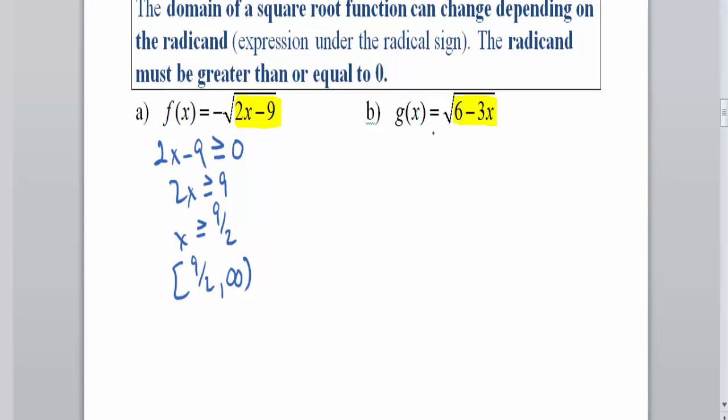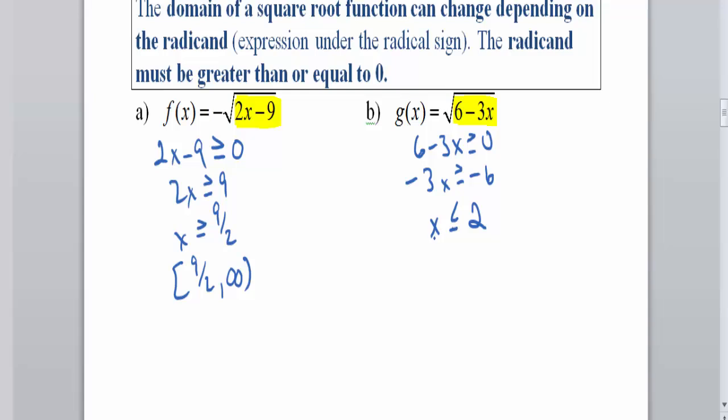So the same thing with b here, g of x equals the square root of 6 minus 3x. I need that radicand, 6 minus 3x, to be greater than or equal to 0. Right? And the only difference here is that I subtract 6, but then I have to divide by a negative. So remember what happens when you divide by a negative. This greater than or equal to symbol is going to become less than or equal to, and negative 6 over negative 3 is actually 2.